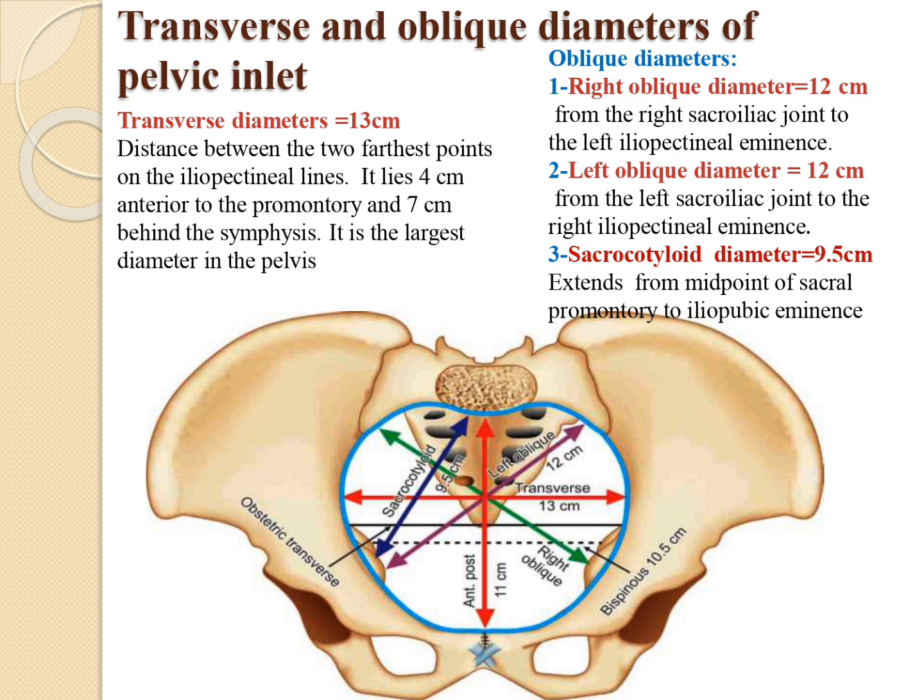And third is the sacrocotyloid diameter, which is 9.5 cm and extends from the midpoint of the sacral promontory to the iliopectineal eminence. In a flat pelvis, the biparietal diameter occupies this diameter of the inlet during delivery.